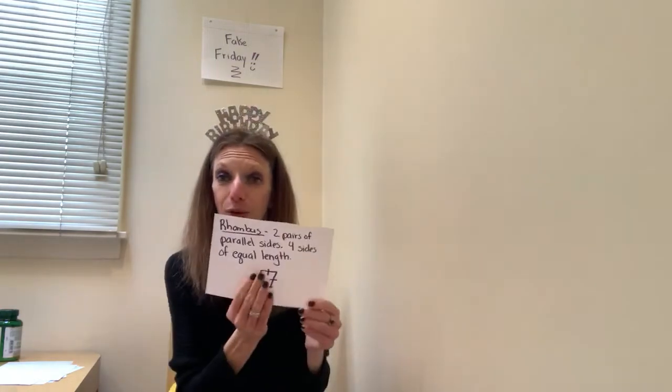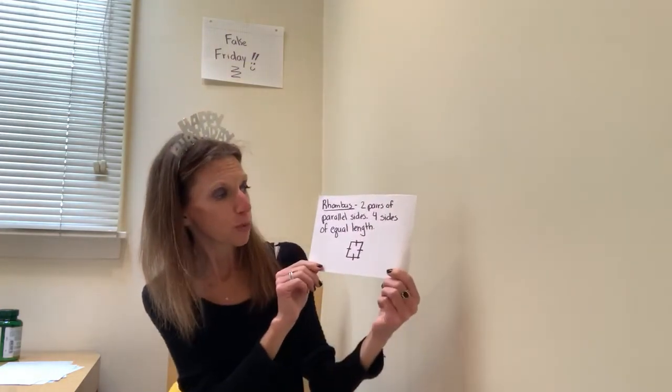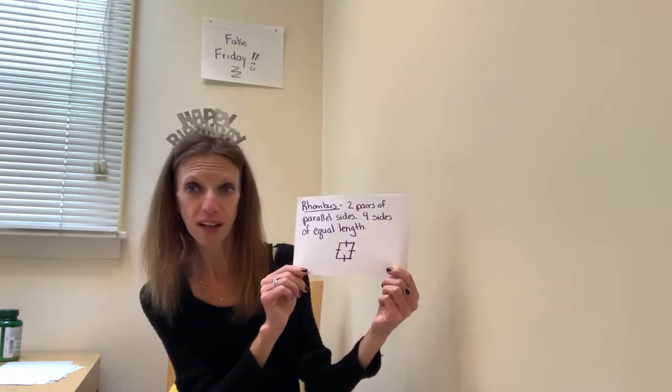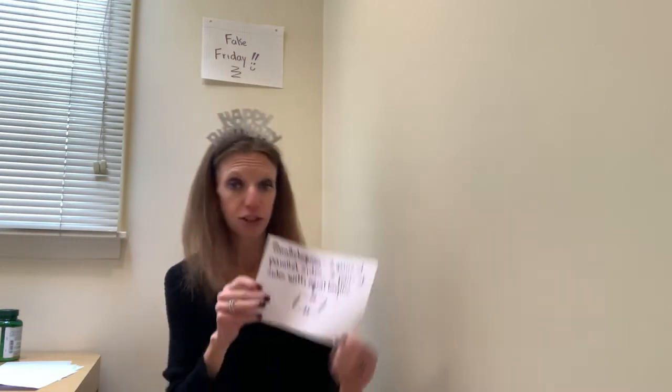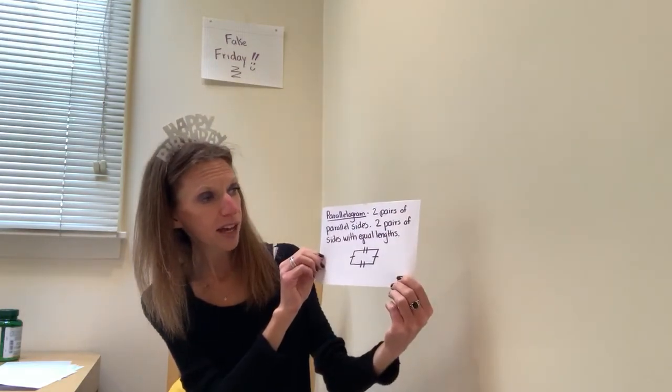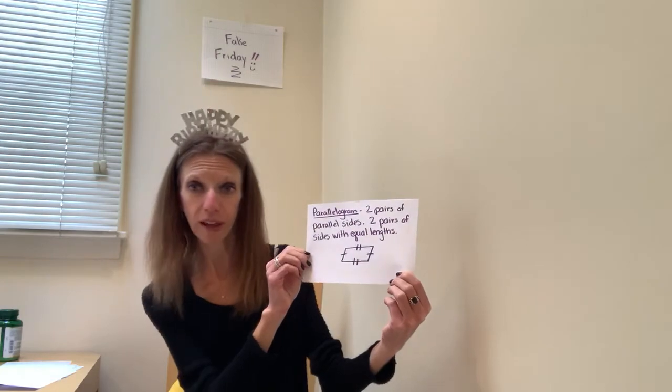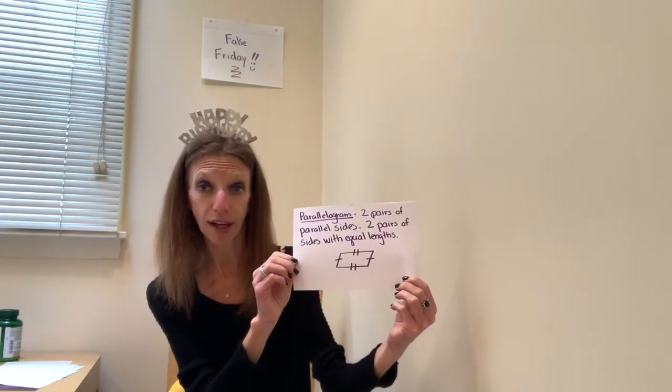Now I'm just going to remind you once again, make sure you use that reference sheet when you do the Google Doc. Oh, here's my favorite, the rhombus. The rhombus has 2 pairs of parallel sides, 4 sides of equal length, but no right angles. The parallelogram has 2 pairs of parallel sides, 2 pairs of sides with equal length. Again, no right angles. Okay, so now let's go over our lines.